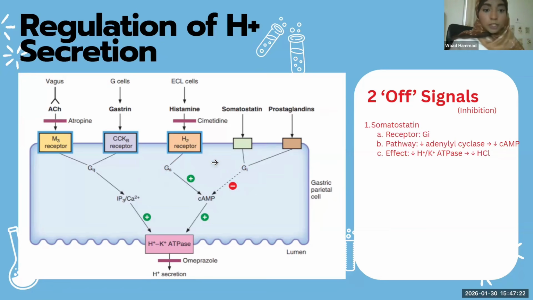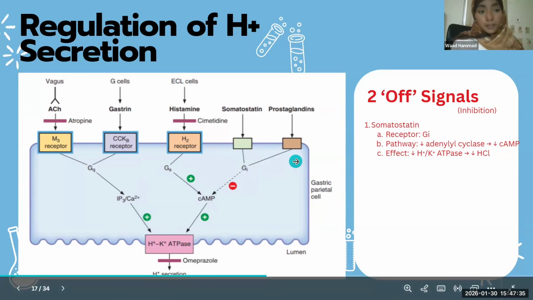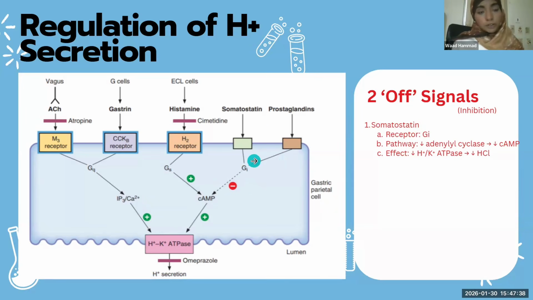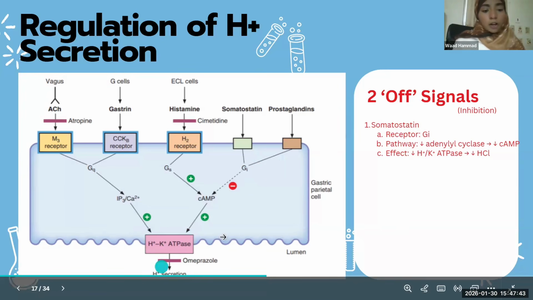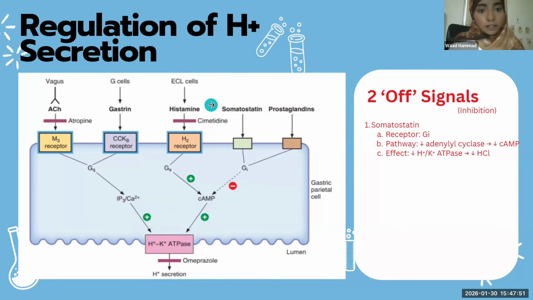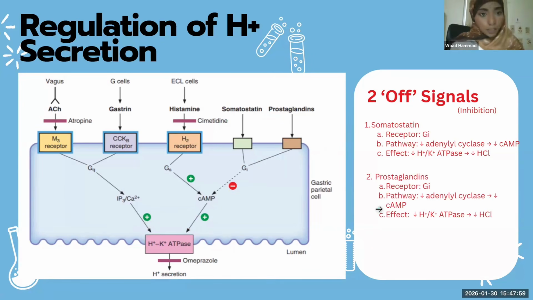So the inhibitory pathway will, unlike the stimulatory pathway, stop our adenyl cyclase. So before, adenyl cyclase was what we needed to increase cyclic AMP to activate our proton potassium pump. But in this case, we're activating GI, which decreases our adenyl cyclase. So we're going to have a decrease in cyclic AMP, and then thus our potassium proton pump will work a lot less, so less acid secretion, everything. And as we said earlier, somatostatin is released from our D cells, it decreases acid and everything and whatnot. So this makes sense.